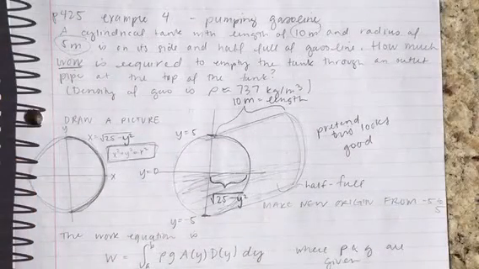Okay, so for this next problem, it says a cylindrical tank with length of 10 meters and a radius of 5 meters is on its side and half full of gasoline. How much work is required to empty the tank through an outlet pipe at the top of the tank? Gives you the density, so we already know that.